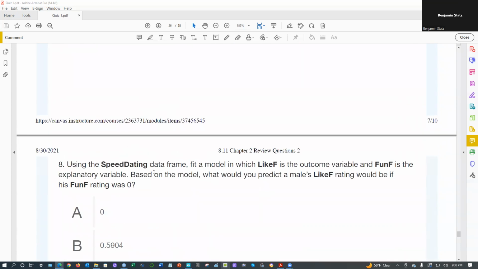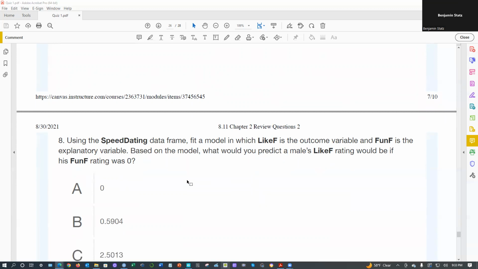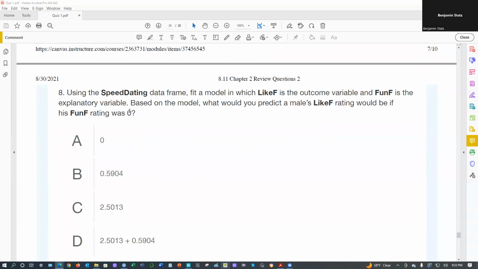Using the speed dating data frame, fit a model in which like F is the outcome variable and fun F is the explanatory variable. Based on the model, what would you predict a male's like F rating would be if his fun F rating was 0? When fun F is 0, that's your X value, and the Y value is what? Like F.